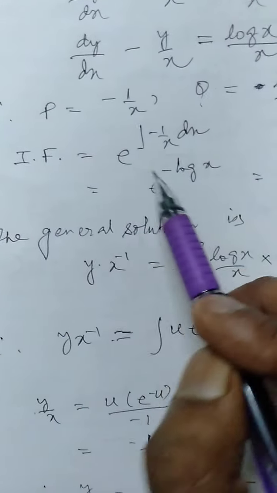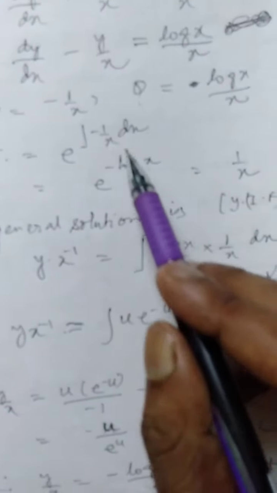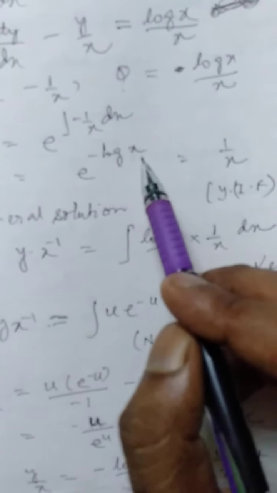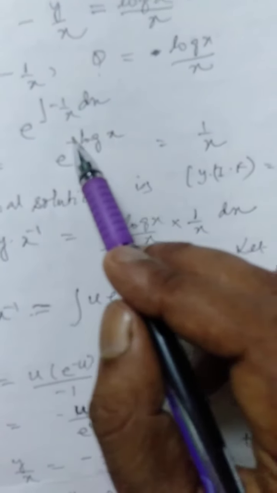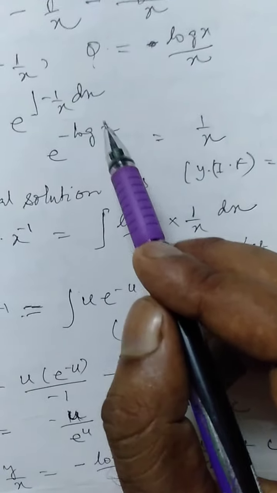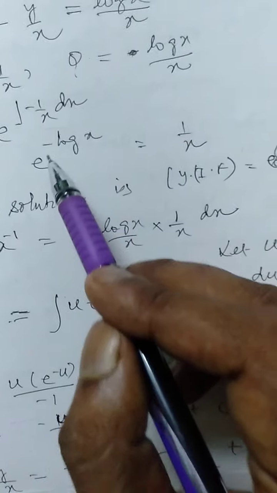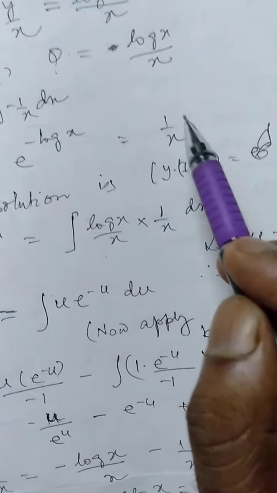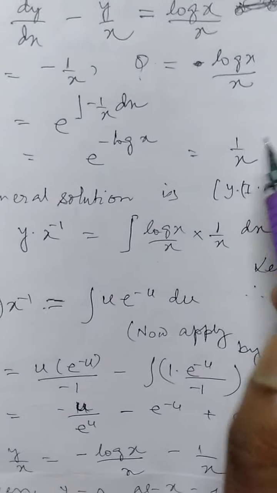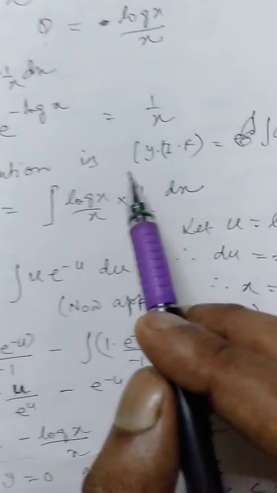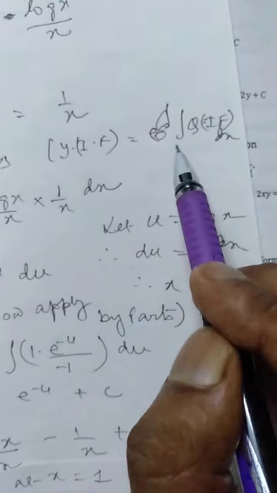So as we have seen, we have to find the integrating factor. So the integrating factor is e to the power integration of minus 1 by x dx. Now integration of 1 by x is, you know very well, log x, and this minus will go to the power minus 1. It will become e to the power log x to the power minus 1. e and log cancel, and x to the power minus 1 is what? 1 by x. So what is our integrating factor? 1 by x.